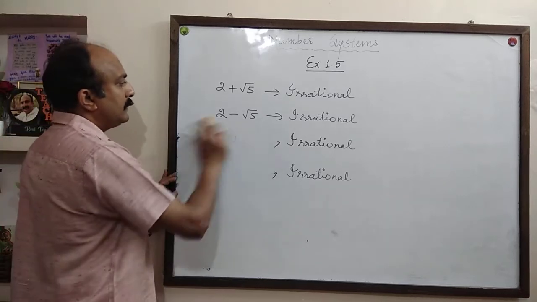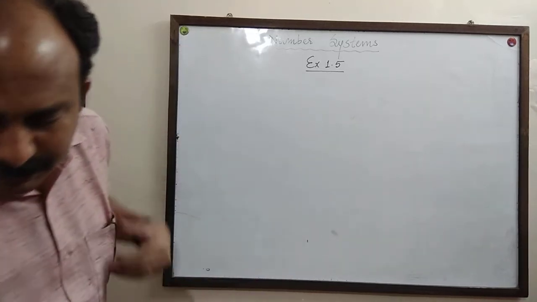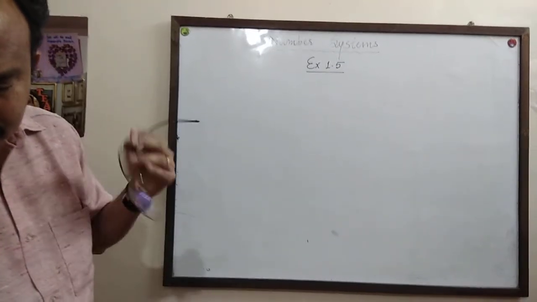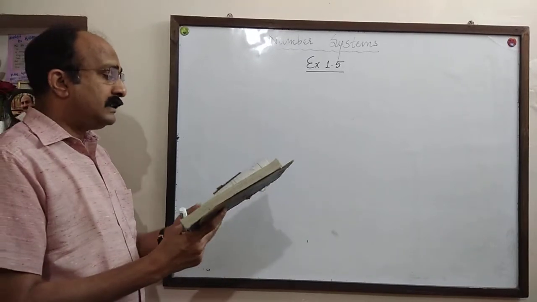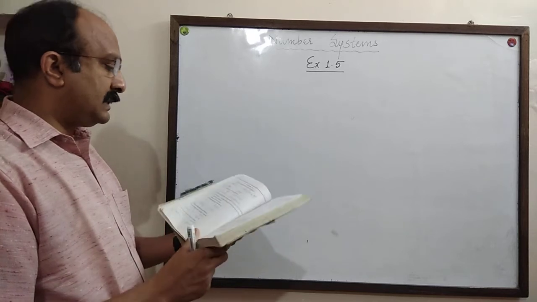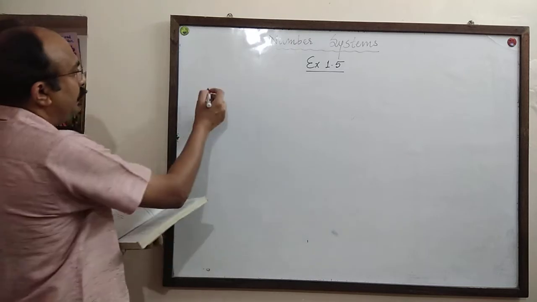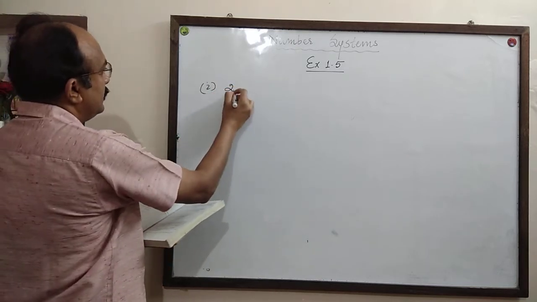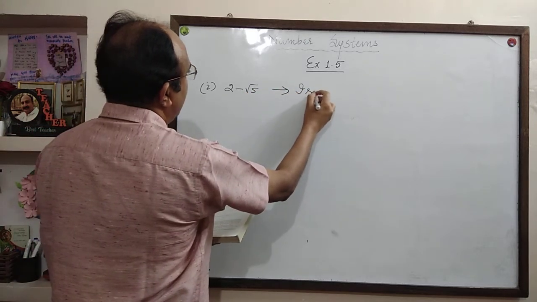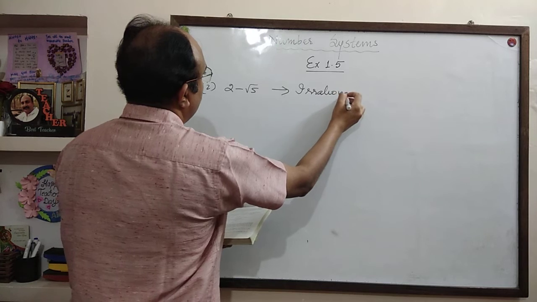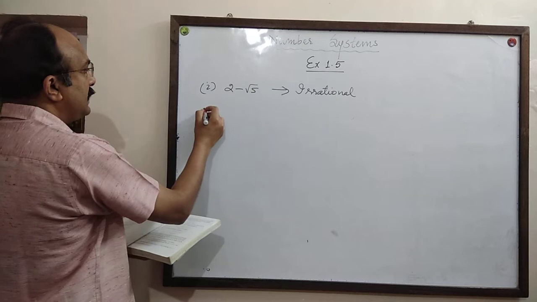I am doing question number 1, and question number 1 is classify the following numbers as rational or irrational. Question number 1, 2 minus root 5. Same example was taken by me just now. So 2 minus root 5 is irrational. I have explained just now. Because rational minus irrational is irrational.